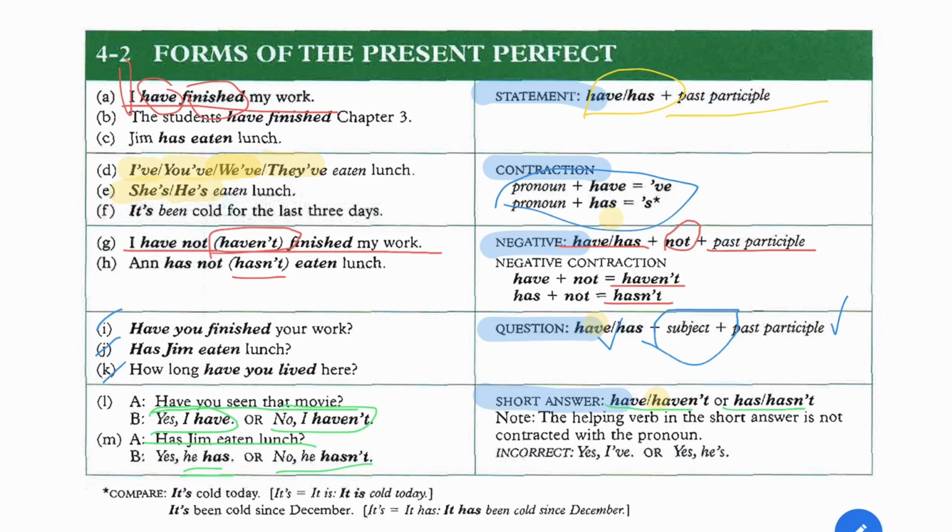You need also to note that the helping verb in the short answer is not contracted with the pronoun. You couldn't say, yes, I've, or yes, he's.